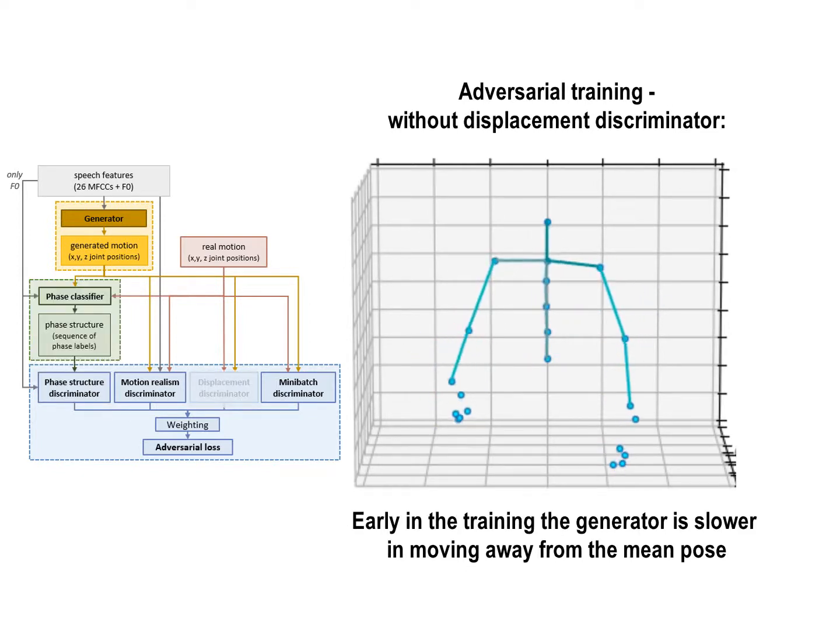The displacement discriminator also speeds up the process of moving away from the mean pose early in adversarial training.